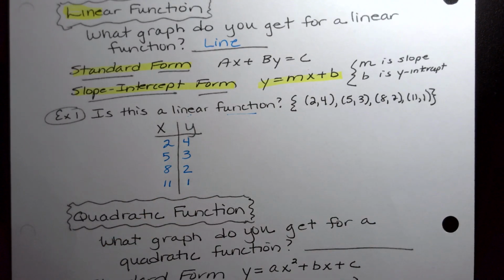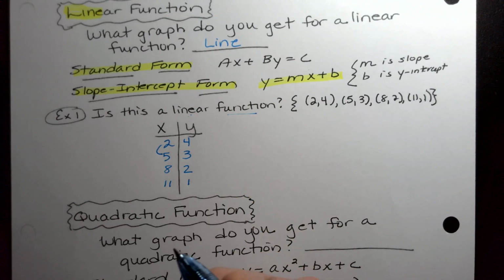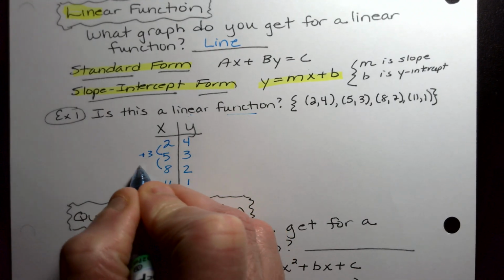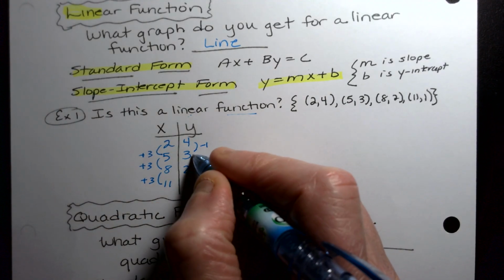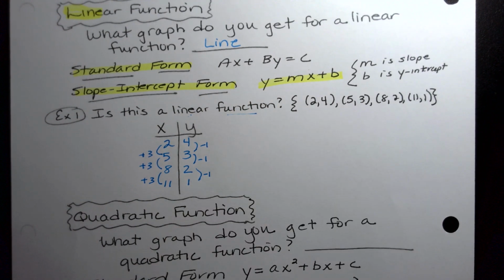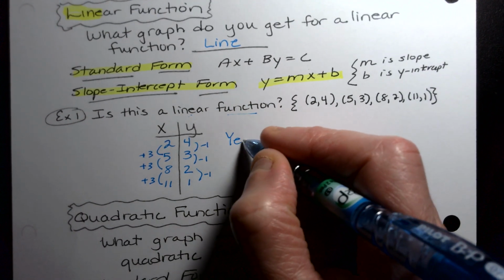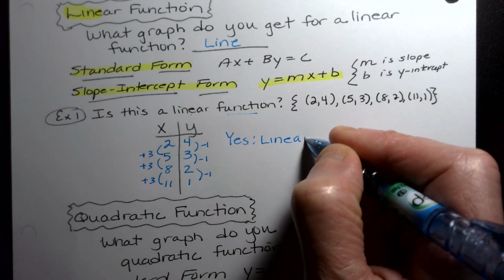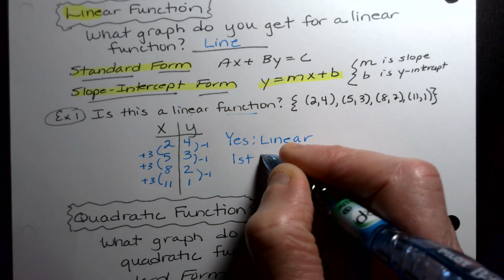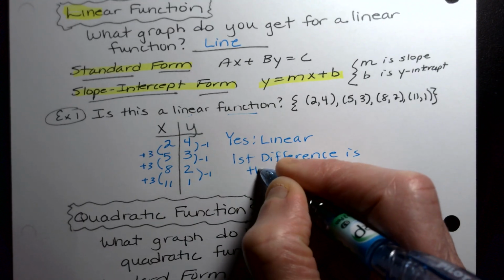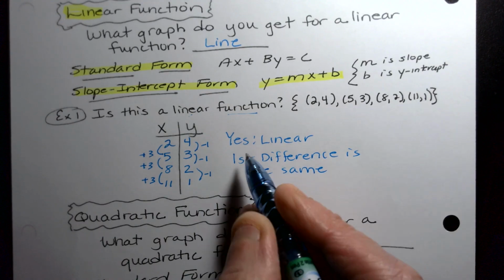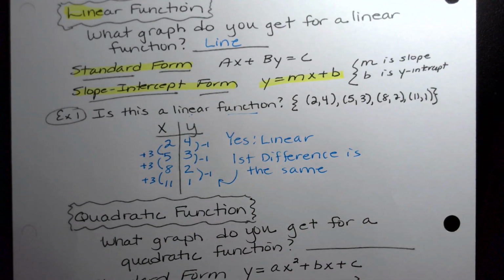And then you're looking to see if there's a consistent increase or decrease pattern. Not multiplication, but adding and subtracting. Difference. So let's see, this one you add 3, add 3, add 3. So we're good on that side. Let's check the other side. Minus 1, minus 1, minus 1. Check. Yes, it is linear because the first difference is the same. That is called the first difference.